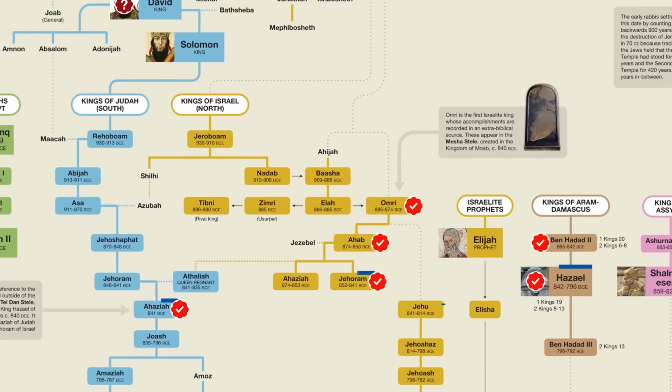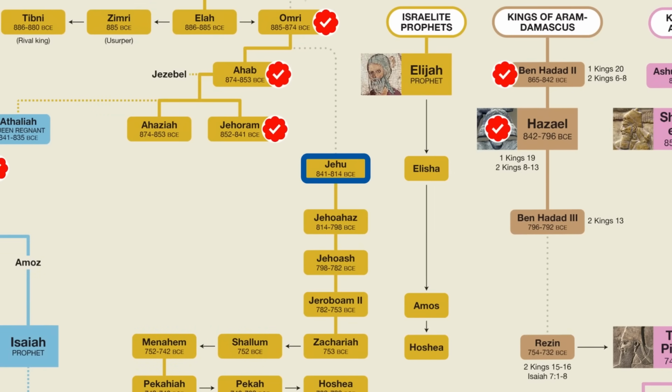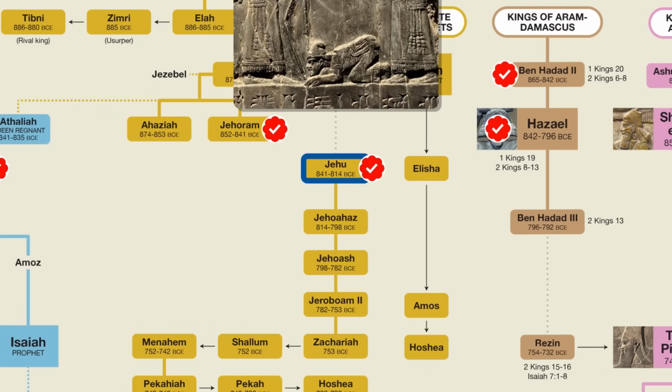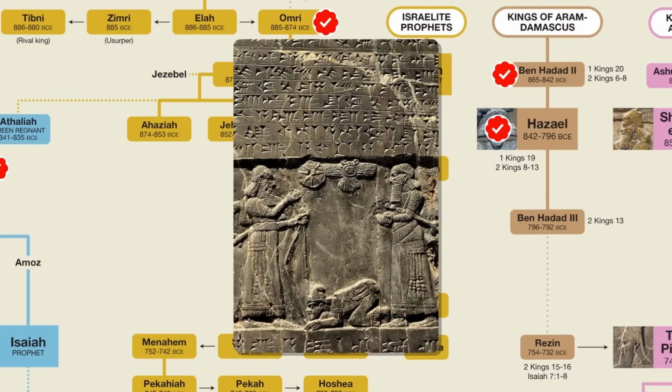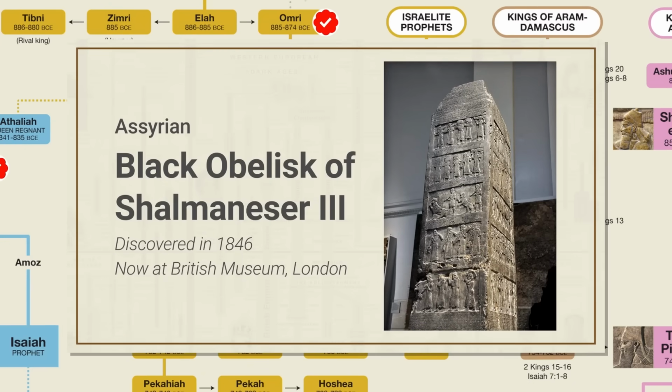We now come to Jehu, who ruled Israel following Hazael's defeat of Jehoram. Jehu is important because not only is his name found in the archaeological record, his image is as well. So if we go by the criteria, pics or it didn't happen, in this case, we do actually have pics. On the black obelisk of Shalmaneser III, discovered in 1846 and now located in the British Museum, Jehu is actually shown bowing down to Shalmaneser III. There, the Assyrians labeled him as Jehu from the house of Omri.